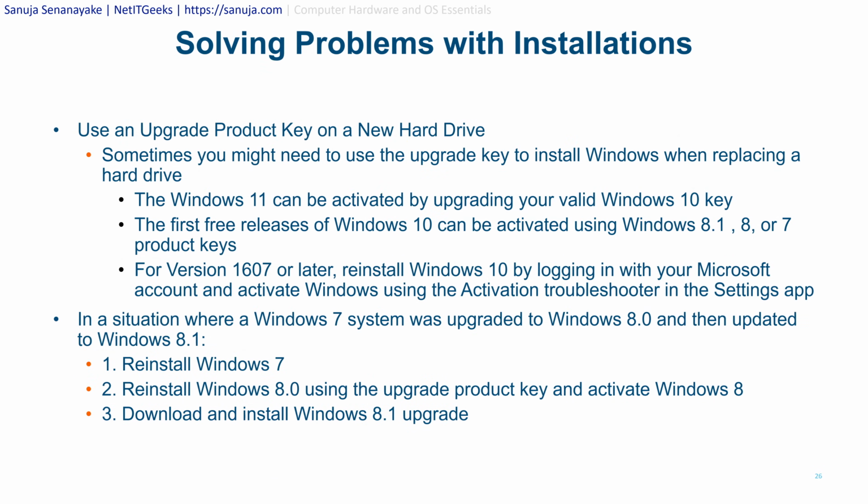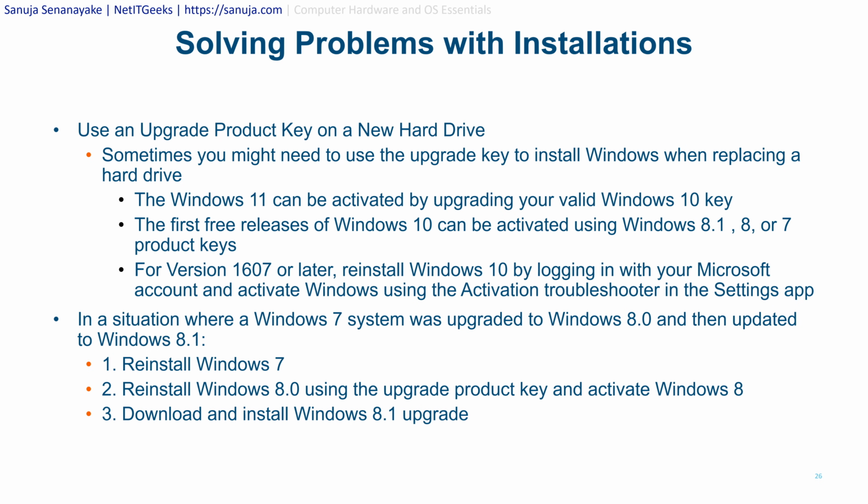Solving problems with installations. Use an upgrade key, a product key, on a new hard drive. Sometimes you might need to use the upgrade key to install Windows when replacing a hard drive. Windows 11 can be activated by upgrading your valid Windows 10 key. So basically you can use your Windows 10 key to upgrade to Windows 11 even with a fresh install.